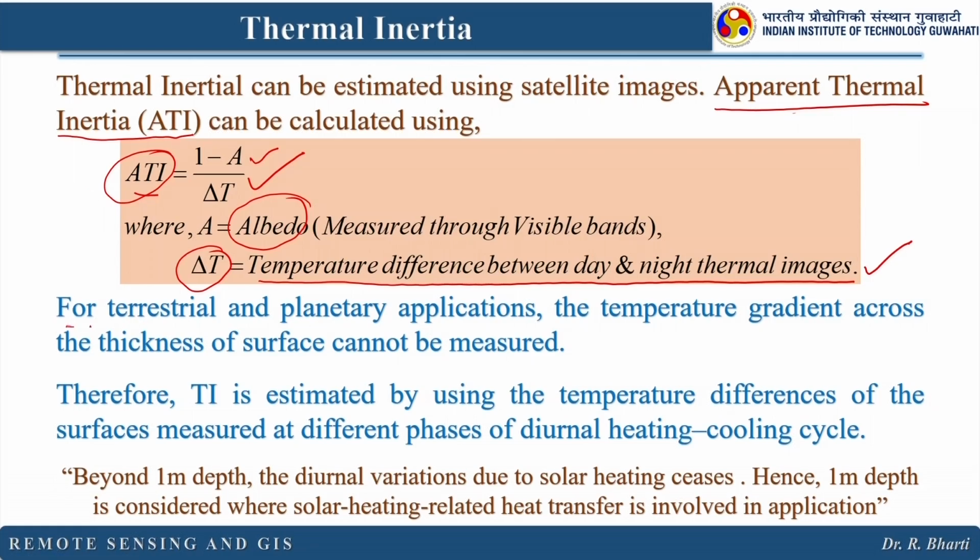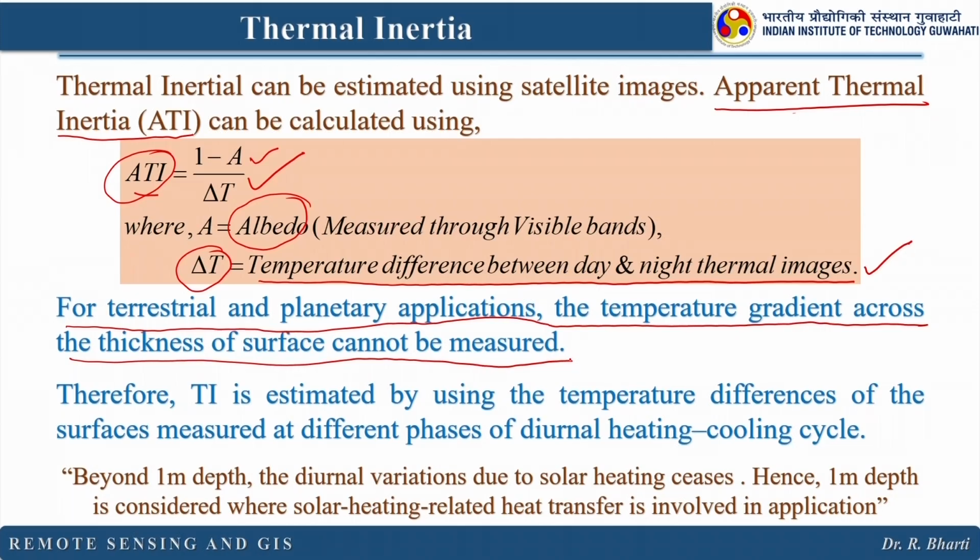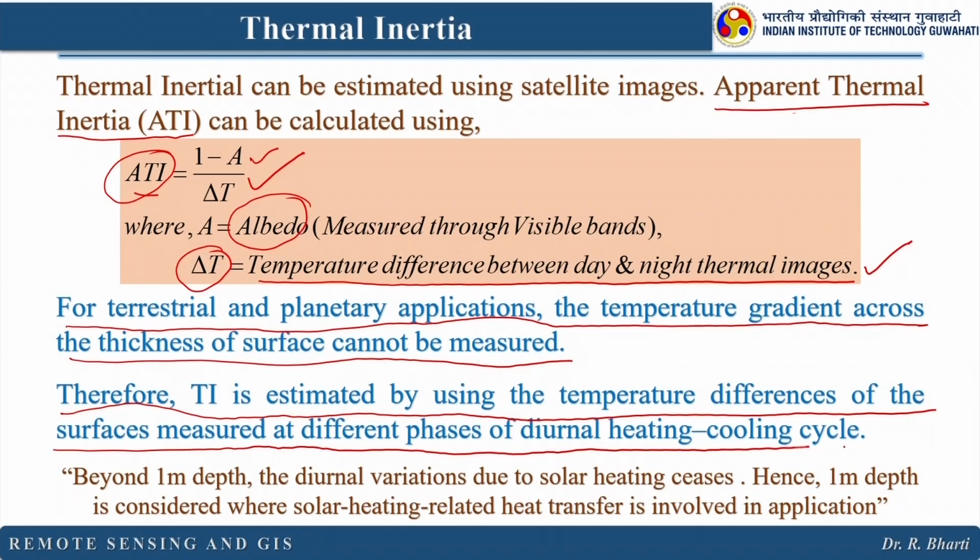So for terrestrial and planetary applications, the temperature gradient across the thickness of the surface cannot be measured. Therefore, TI is estimated by using the temperature difference of the surface measured at different phases of the diurnal heating and cooling cycle. And once you have that, you can easily find this delta T. And remember, beyond 1 meter depth, the diurnal variation due to solar heating ceases, right? Hence 1 meter depth is considered where solar heating related heat transfer is involved in application.